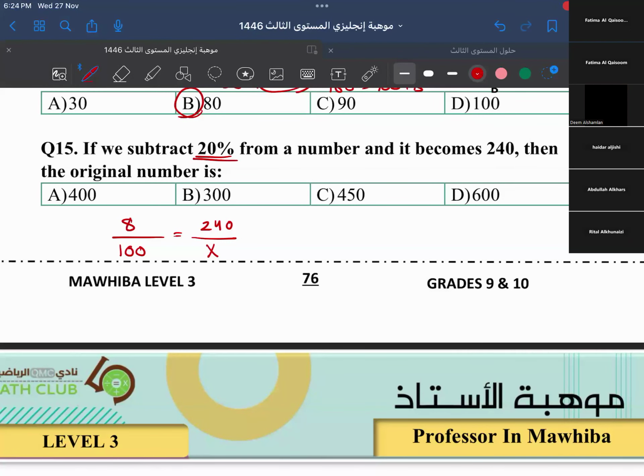Yes, exactly, ممتاز. So because we said we subtracted 20% off of 100, and it became 80. Okay. It's going to be x equals 240 times 100 over 80. So we can simplify here first. Cancel the zeros, these two. 240 times 10 over 8.